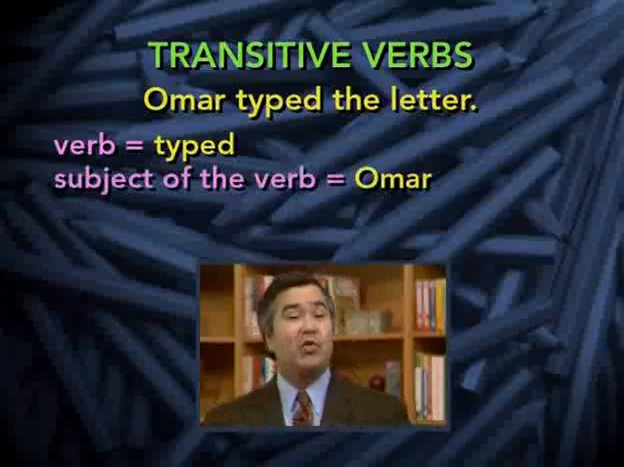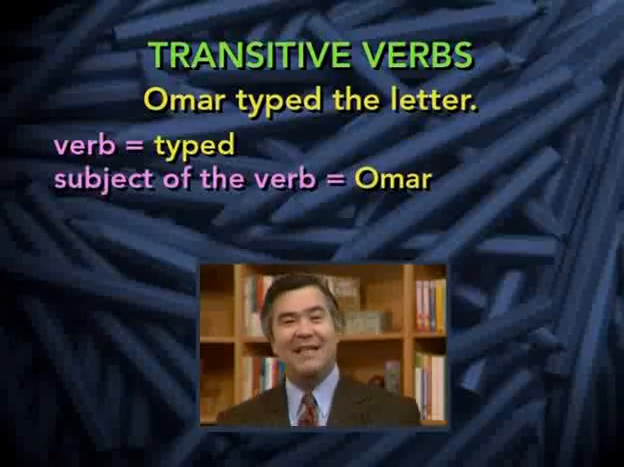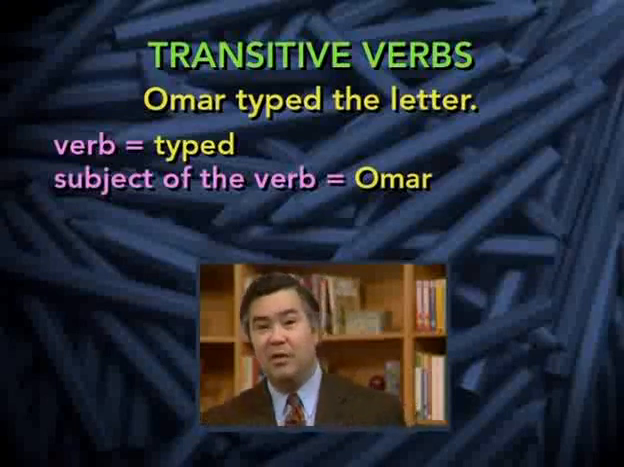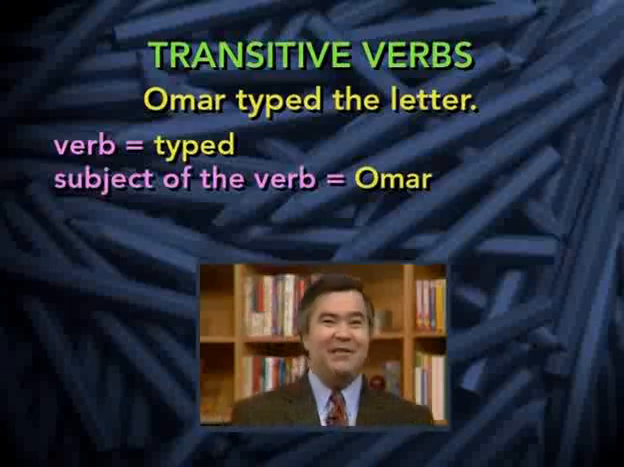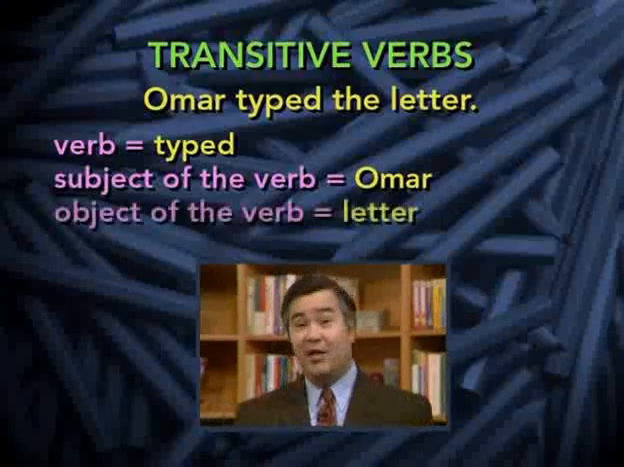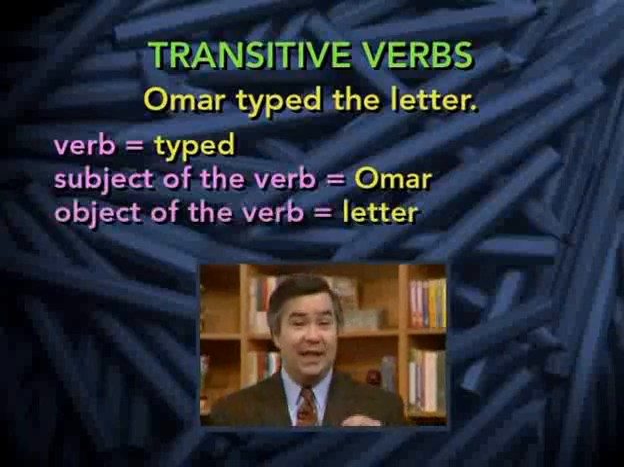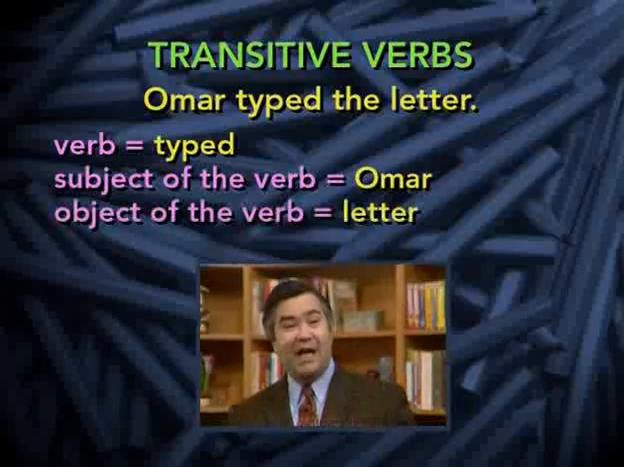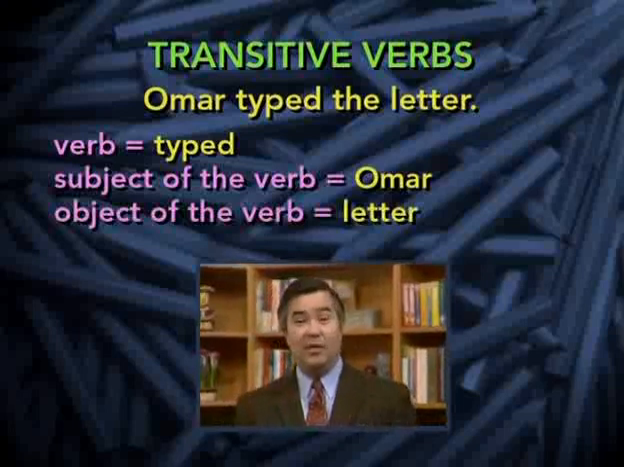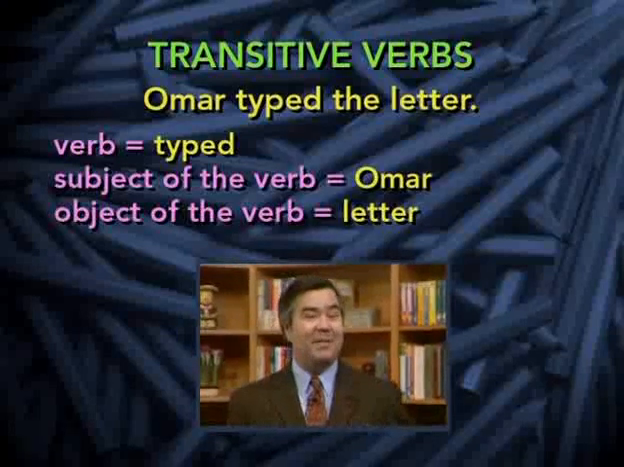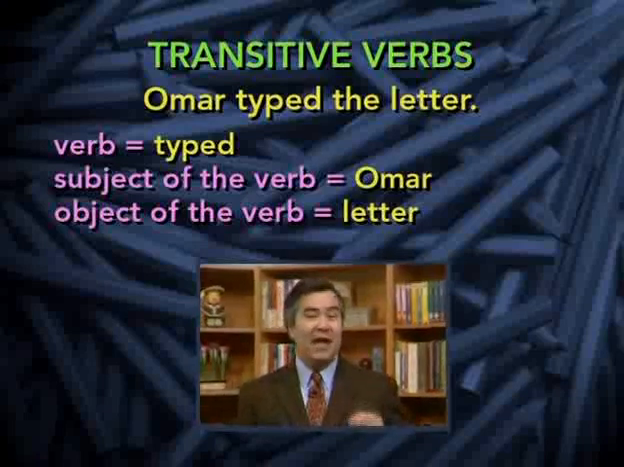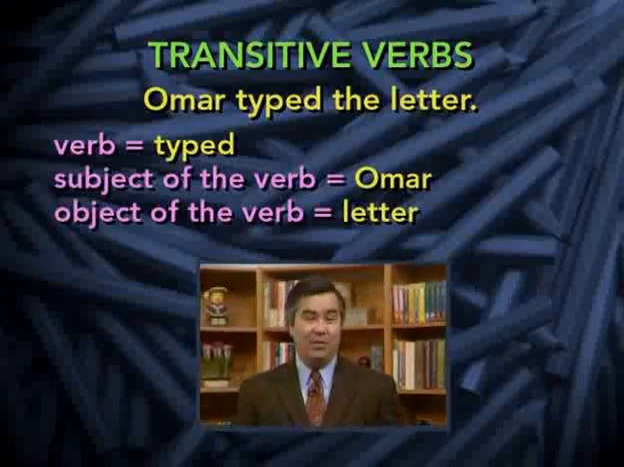Now, this is a transitive verb because it has an object, that is, something that receives the action of the verb. Who or what receives the action of the typing in this sentence? The answer is letter. The word letter is a noun which is receiving the action of the verb typed, and therefore it's the object of the verb. Because the verb typed has an object which receives the action, we refer to typed as a transitive verb.